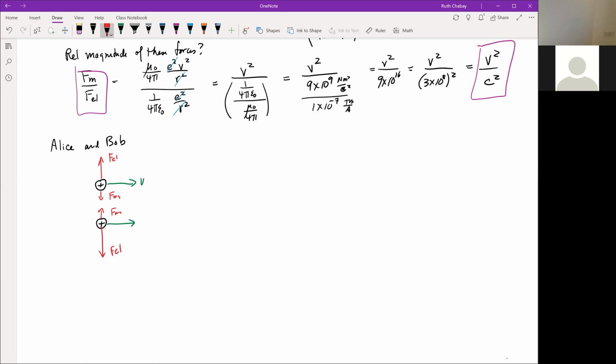Our observer Bob sits still. And what he sees is that these protons move apart, but the electric force is bigger than the magnetic force. So they follow trajectories where they curve upwards and downwards until they hit the ceiling and they hit the floor.